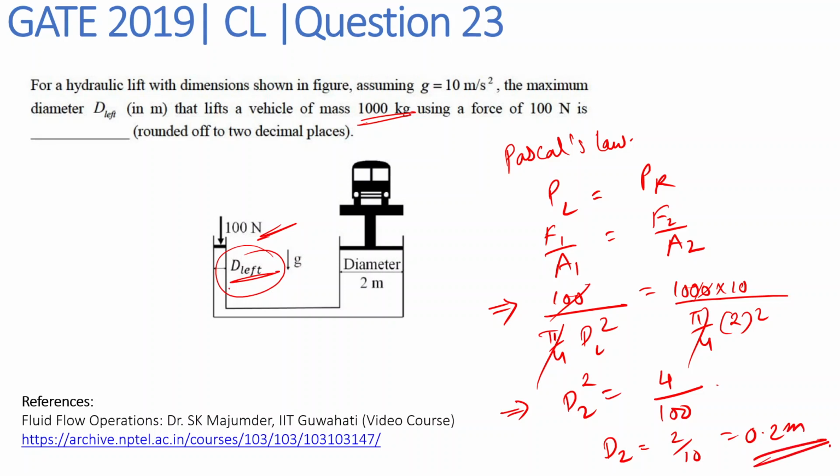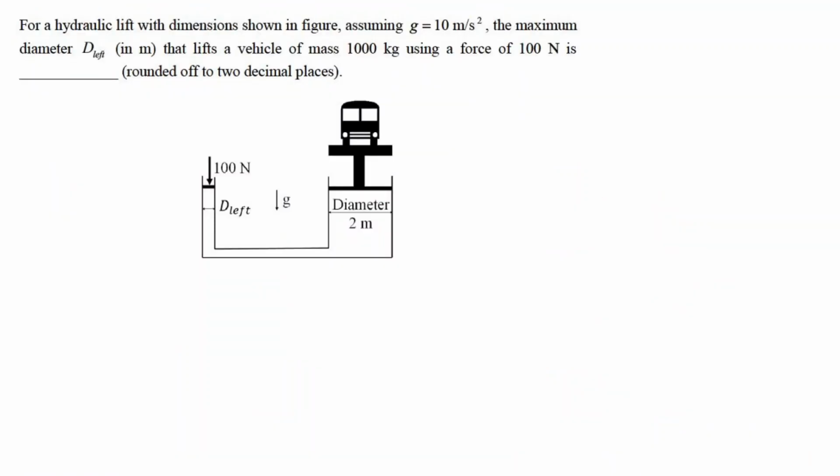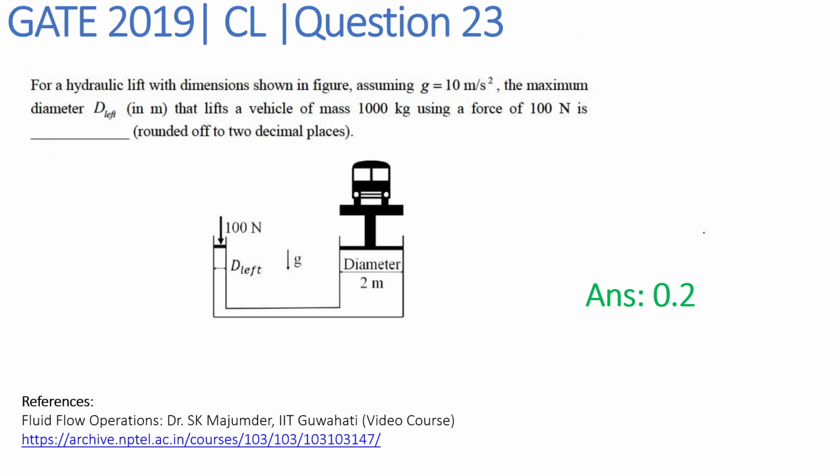So the diameter on the left hand side is 0.2 meter, 20 centimeter, but in the question we have been asked in meter, rounded up to 2 decimal places. So we can just write the answer as 0.2 meter. So that is our final answer of 0.2 meter.